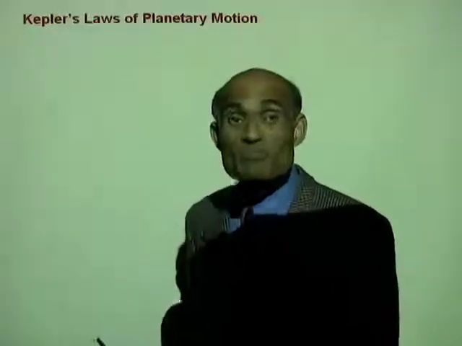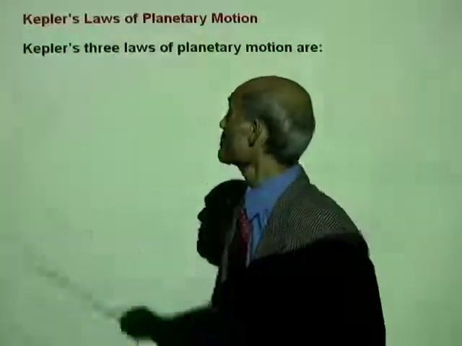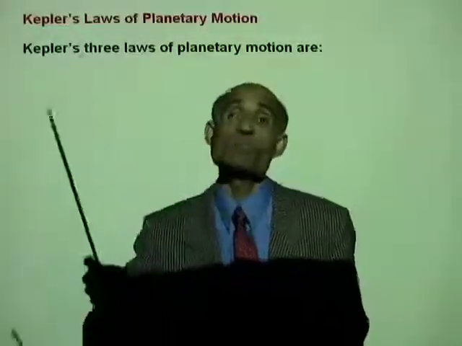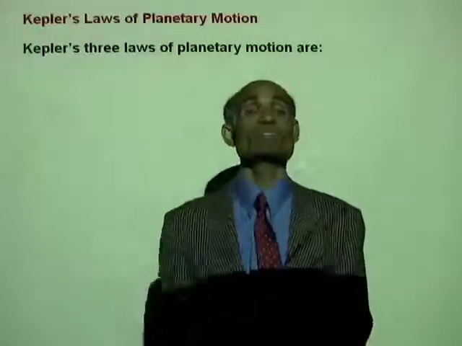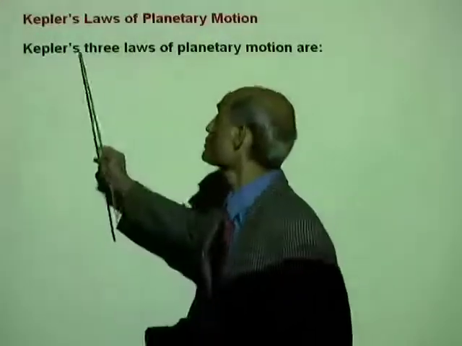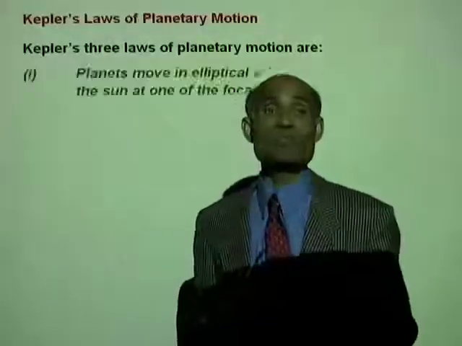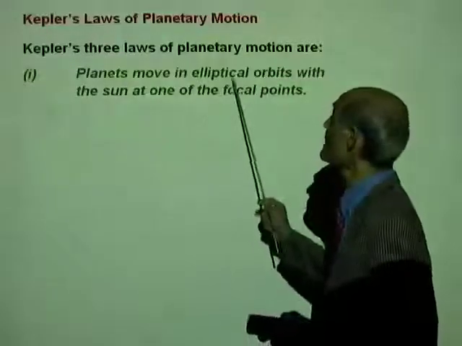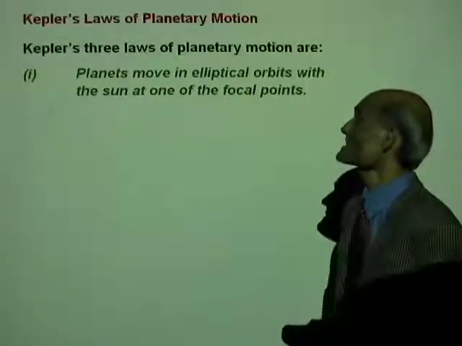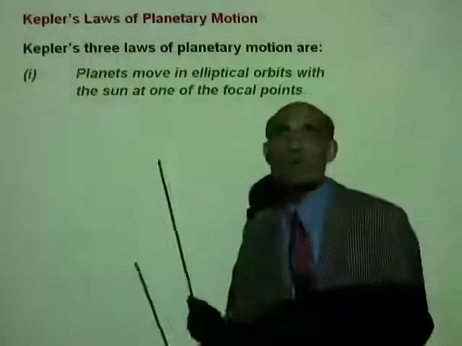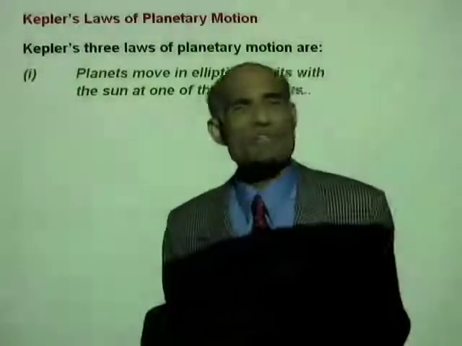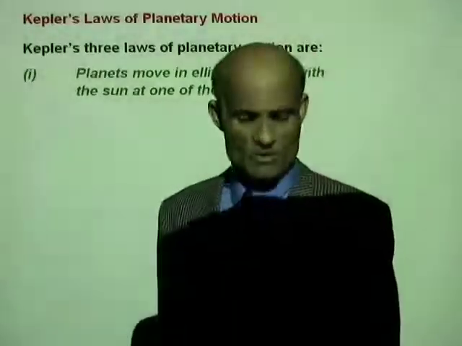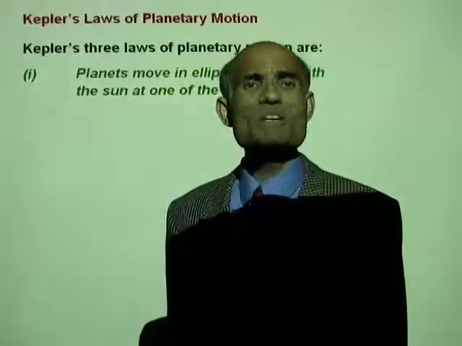Their orbits are elliptical. Now, Kepler made 3 important statements about the motion of planets around the sun, and these are called the 3 laws of planetary motion. Now this is the first law. Law 1 says planets move in elliptical orbits with the sun at one of the focal points. Now, do you know what an ellipse is and what the focus of an ellipse is? Well, let me take a minute to explain that to you.